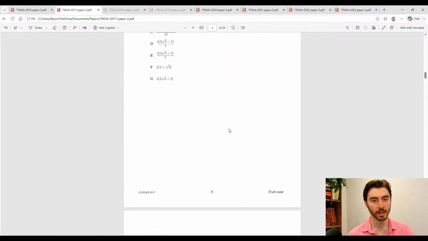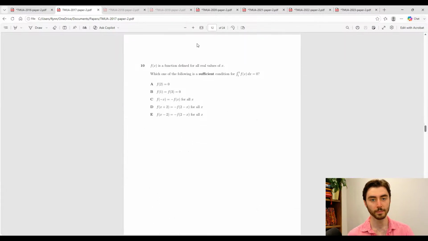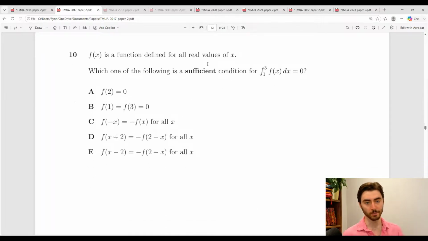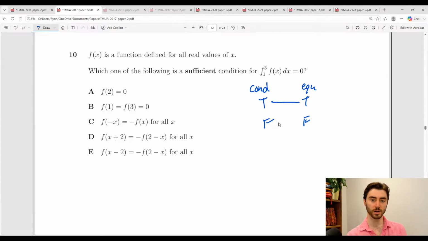Here, question 10. I noted down, yeah, so this one we're now going to level up in difficulty a bit. So again, which is a sufficient condition. So you know what to do. We have condition, we have equation. True, false, true, false. Sufficiency: true goes to true, true does not go anywhere else. So we want that. So what is the question? What's the test? Can the condition be true and lead to the equation being false?